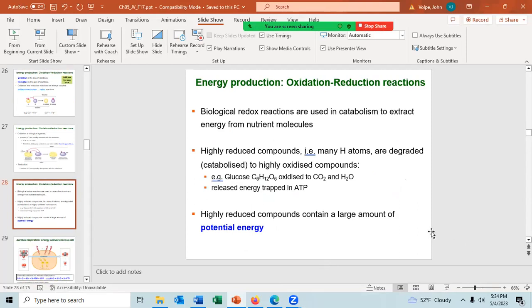So biological oxidation reduction reactions, which we call redox reactions, are used in catabolism to extract energy from nutrient molecules. When we eat sugar, we can break down sugar to obtain energy and use some of that energy to make ATP. We only use highly reduced compounds. A highly reduced compound is one that has many hydrogen atoms and can be degraded, meaning catabolized, to a highly oxidized compound like CO2 and water to produce energy.